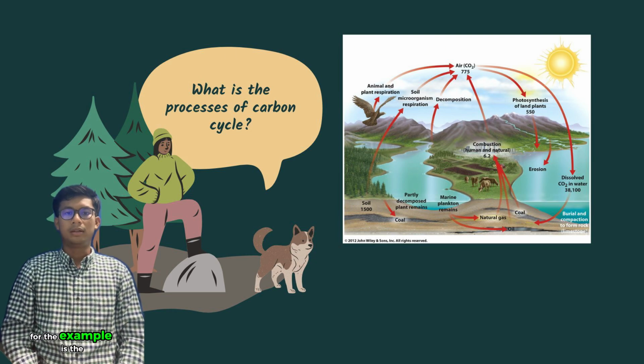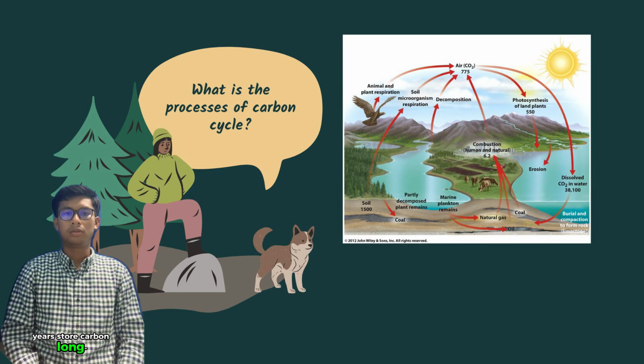For example, carbonate rocks formed over millions of years store carbon long-term. Weathering releases this carbon slowly, while volcanic activity emits carbon dioxide from Earth's crust into the atmosphere. These processes maintain a long-term balance of carbon in nature.